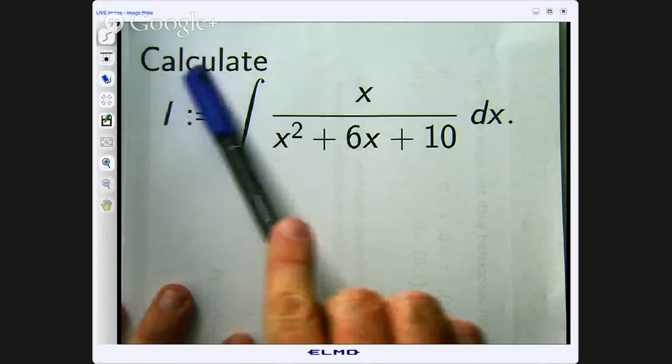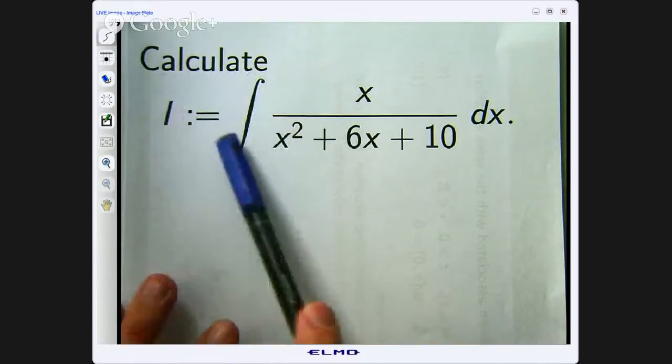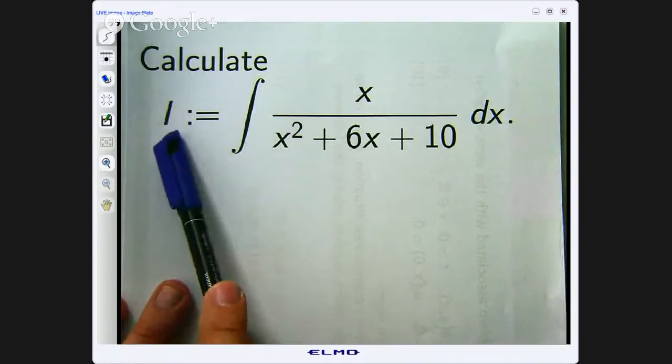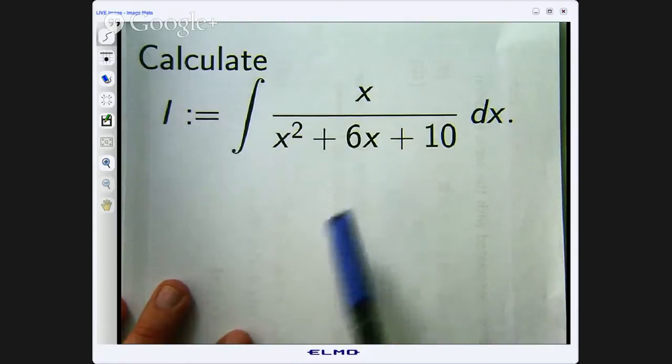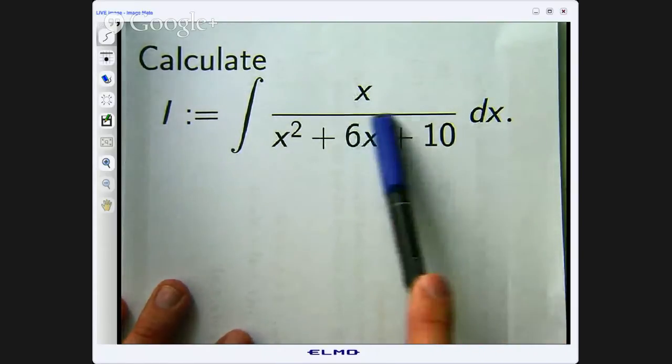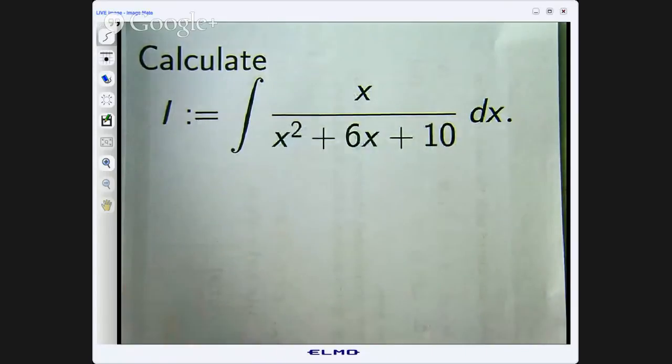All right, we're asked to calculate the following integral that we've denoted by this I. Okay. All right, so it's a rational function. You've got a polynomial divided by a polynomial. How do you actually compute the integration?